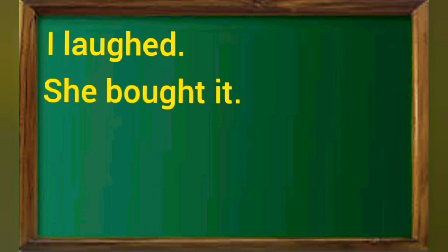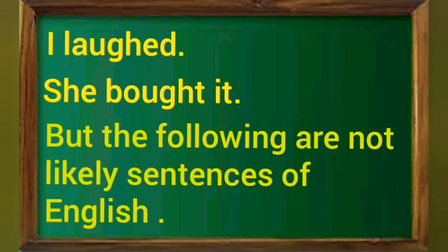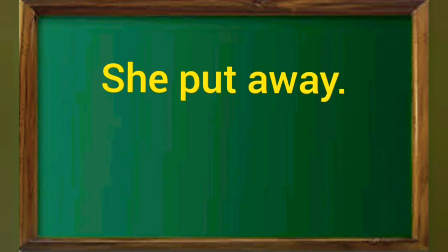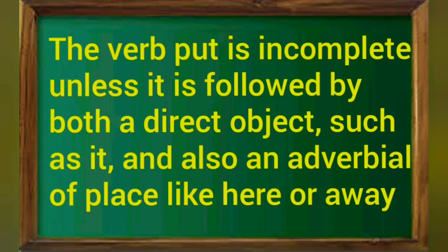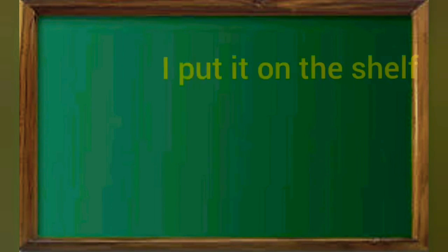These are both likely sentences of English: I laughed, she bought it. But the following are not likely sentences of English: she put away, she put it. The verb put is not complete on its own. It is followed by both a direct object, such as it, and an adverbial of place like here or away. I put it on the shelf.